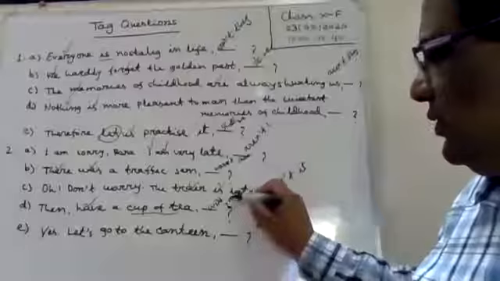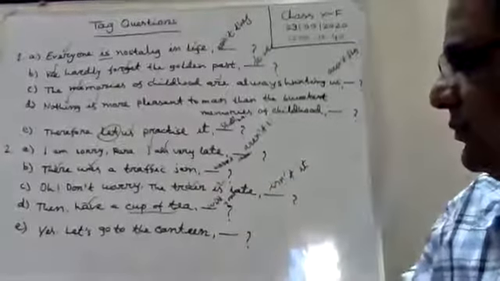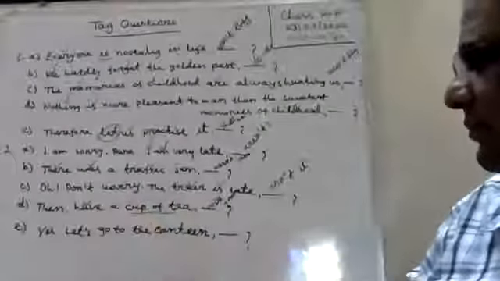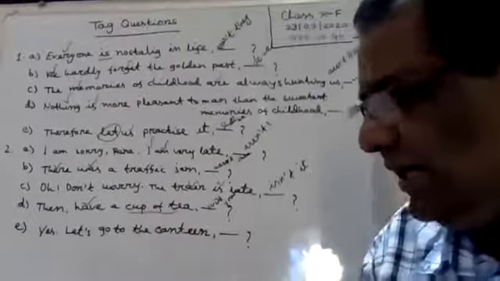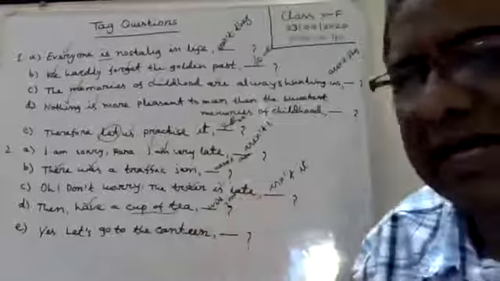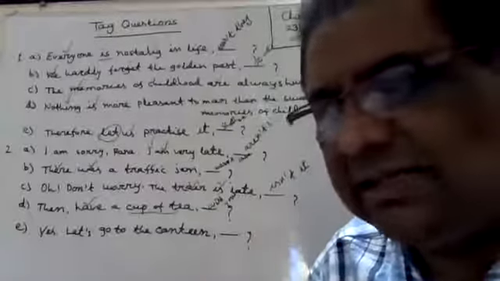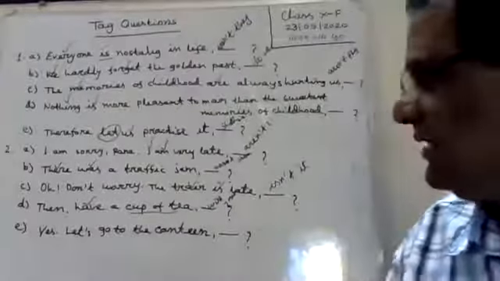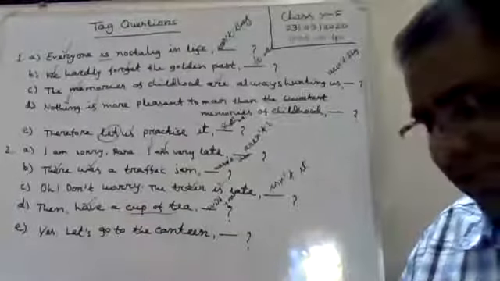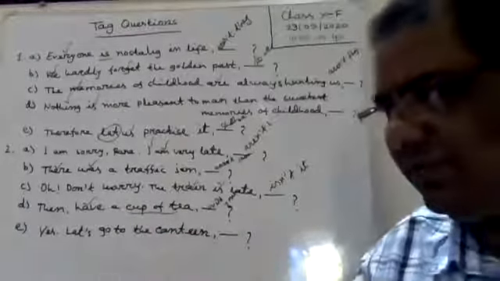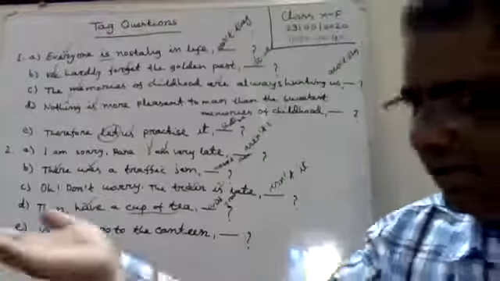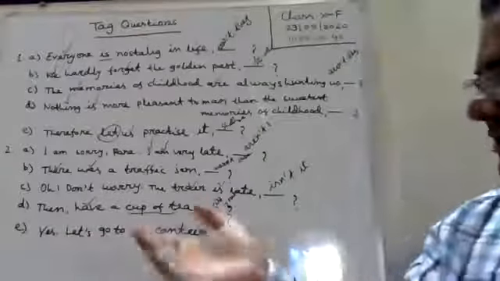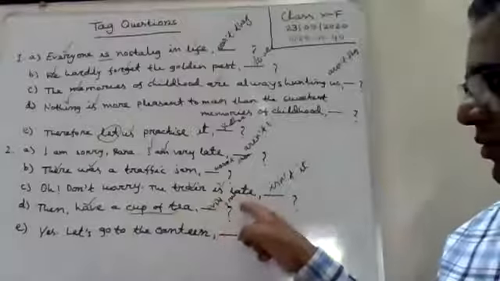That is, will you have a cup of tea? Tumi ek cup cha nao. Nibe ki? Will you? Or you can write down another answer: won't you. And if the sentence indicates that it is an offer, have a cup of tea, that means I am offering someone a cup of tea. In that case, you have to write down, will you?